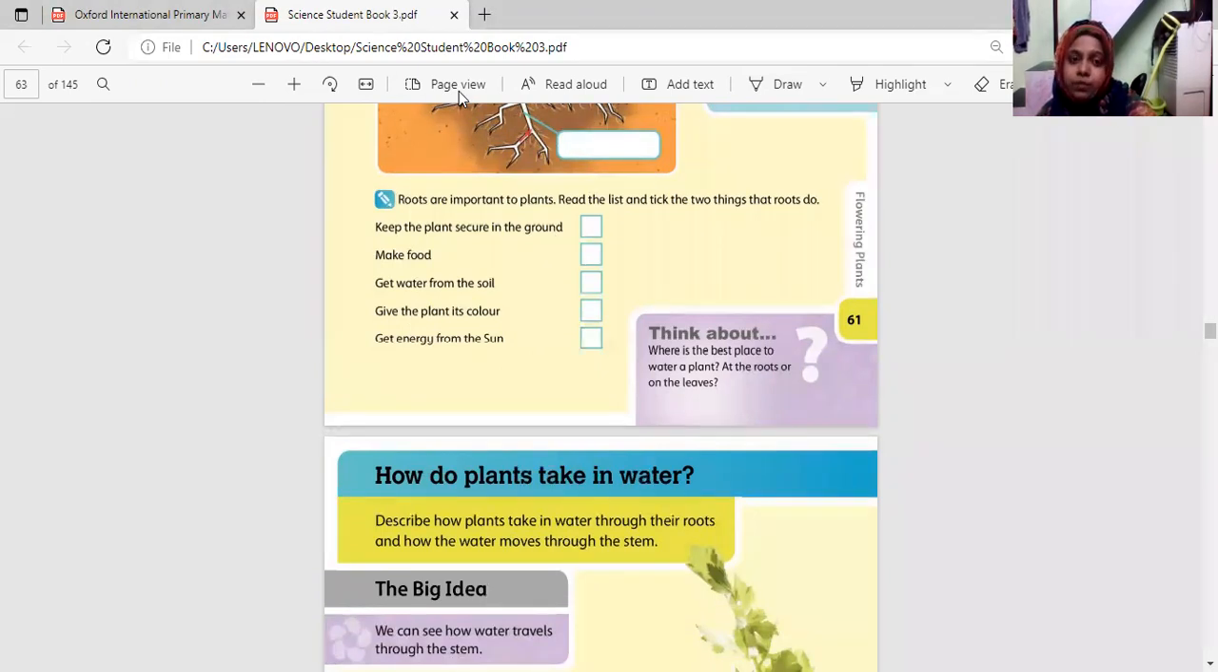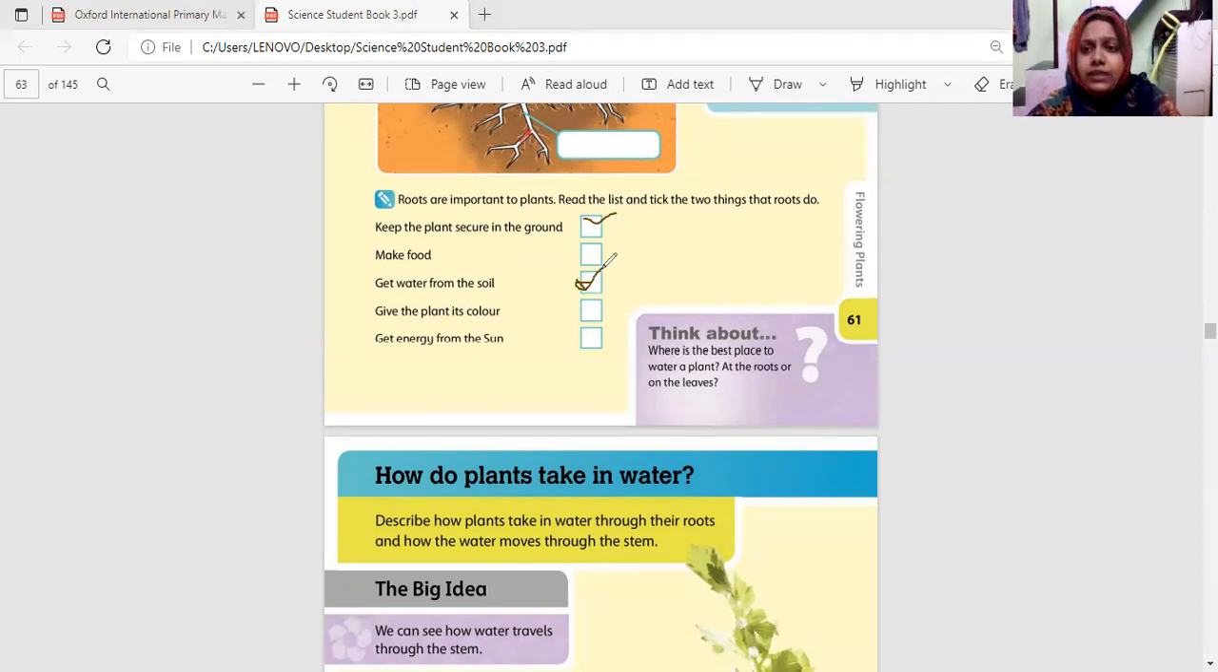So what are we going to do? We'll just make a right tick over here. So these are the two important functions of the roots. They keep the plant secure in the ground. They make food? No. The roots do not make food. So it is not the right answer. Get water from the soil? Yes. The roots get water from the soil. And what are we going to do? We'll just make a right tick over here.